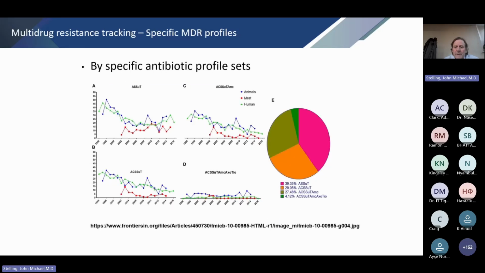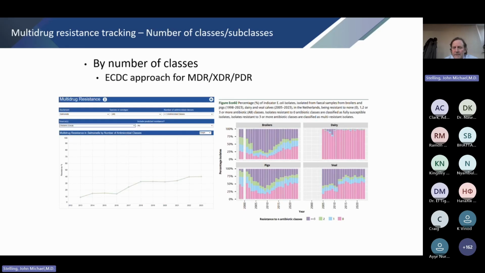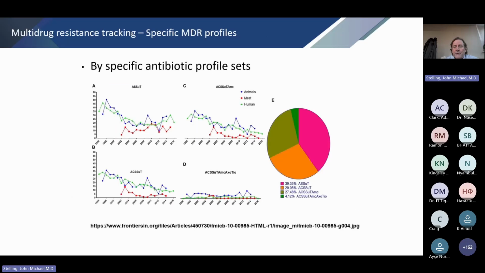So multi-drug resistance can be defined by the number of classes. I think that's very valuable from an advocacy perspective. For infection control, molecular typing, understanding resistance, what I find more valuable is tracking the specific antibiotics.